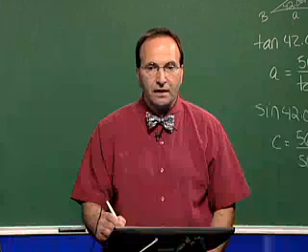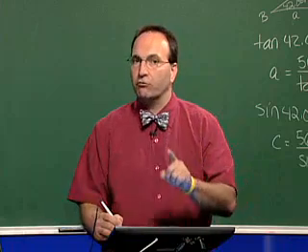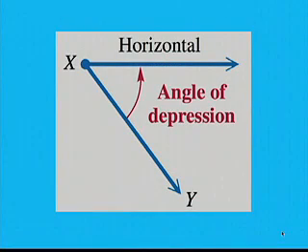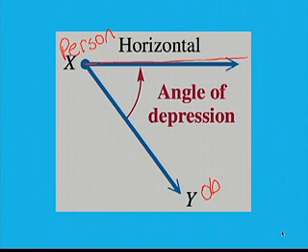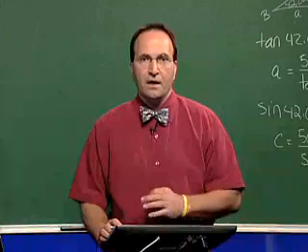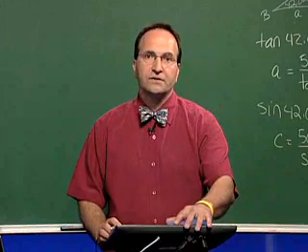Now let's take a look at the angle of depression. The angle of depression is, again, the angle between the horizontal, and this time the line of sight is below the person. Here's the person, and here's the object. And what you'll notice is that the object is below them. So the angle of depression is downwards. And the angle of elevation, of course, is upwards.